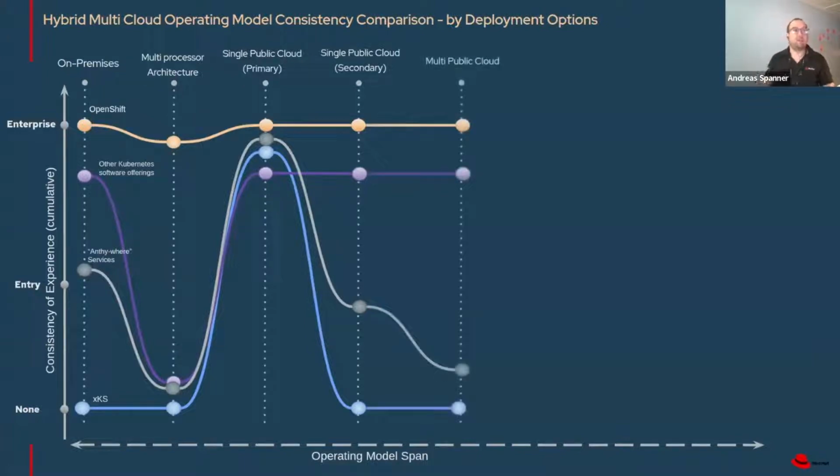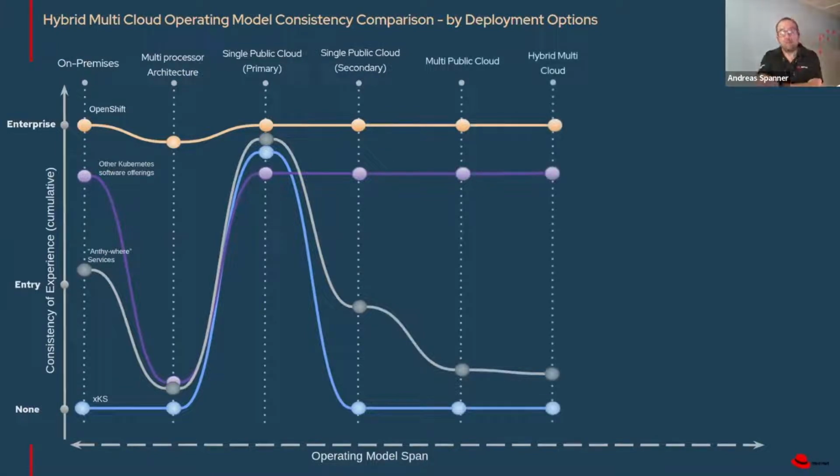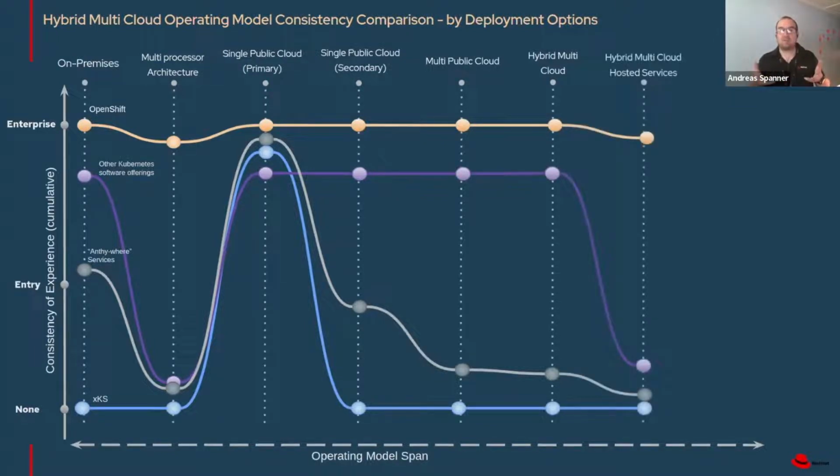Then we have multi-public cloud. Similar thing, right? You just expand that from 2 hyperscalers to multiple hyperscalers. Then you have hybrid multi-cloud, so you have on-premises. That's also where OpenShift is very strong. But yet also the other software offerings are strong because you can still install them on x86 in your own data centers. Then we look at hosted services, right?